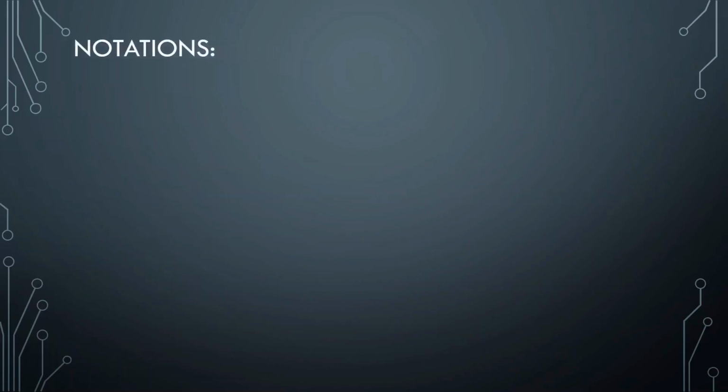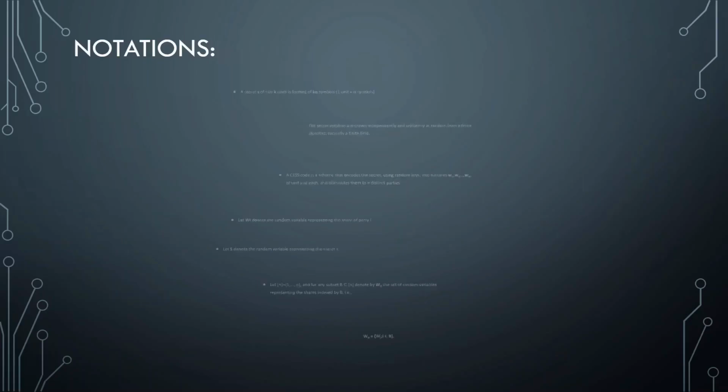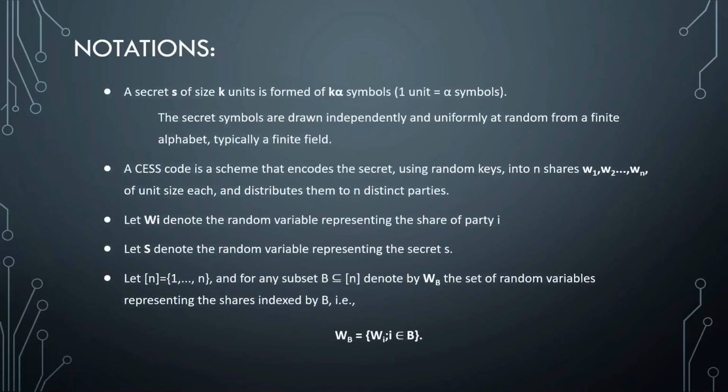Now let us look at some notations that are used in CESS coding. Basically, a secret of size k units is formed of k alpha symbols. These symbols are drawn independently and uniformly at random from a finite field. This secret is encoded using random keys into n shares, denoted by W1, W2 till Wn, by the CESS code. The random variable representing these shares is denoted by W and the one representing the secret is denoted by S. So these are the notations that are used.